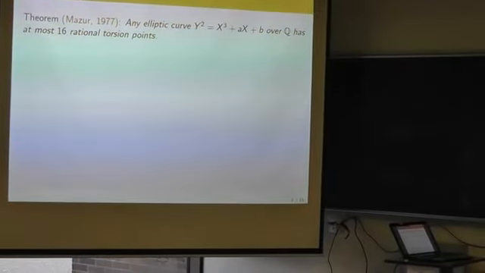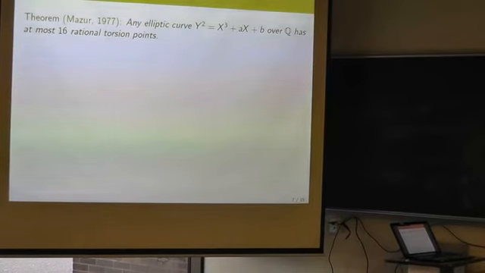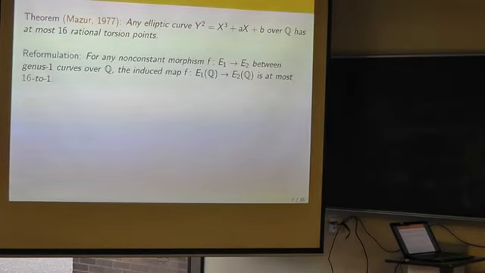So Mazur had a great theorem in 1977. This is what got him the Cole Prize in number theory: that any elliptic curve has at most 16 rational torsion points. And in hindsight, after our result, we can reformulate Mazur to say that if you just have a non-constant map between genus 1 curves, the induced map on rational points should be at most 16 to 1.